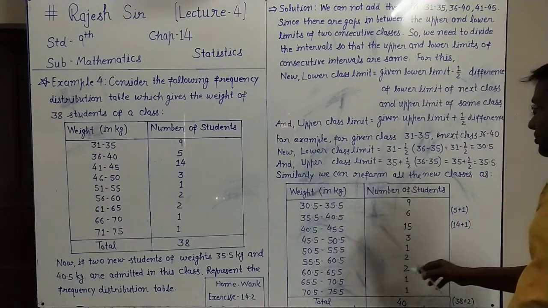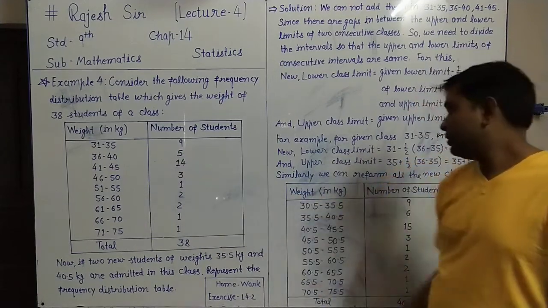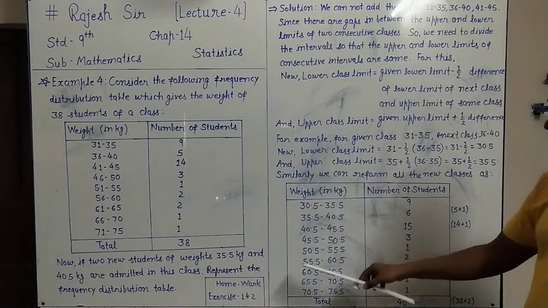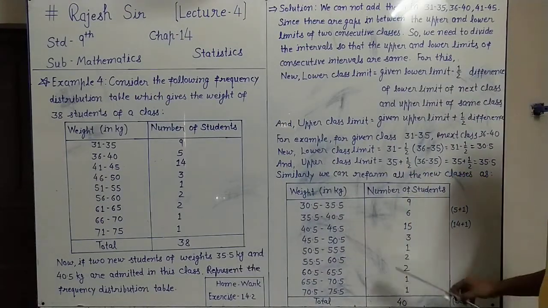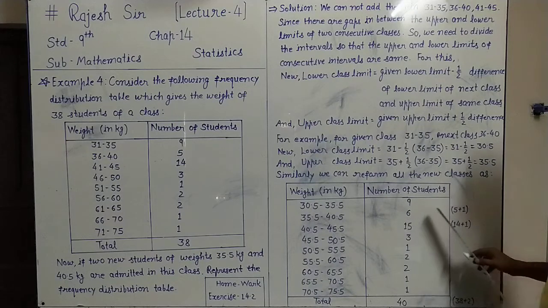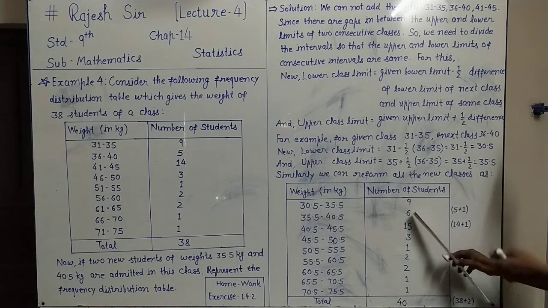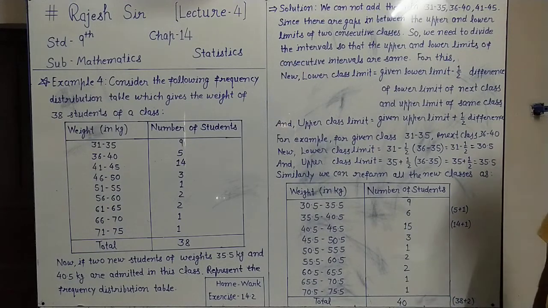So in this 35.5 we will not consider this student here. But in this 35.5, where it is in the lower class limit, there we will consider. So in this category it was 5 students. We have added 1 student of the weight 35.5 kilogram in this category where it is the lower limit. So this 5 becomes 6 now, because 5 plus 1 students are added.